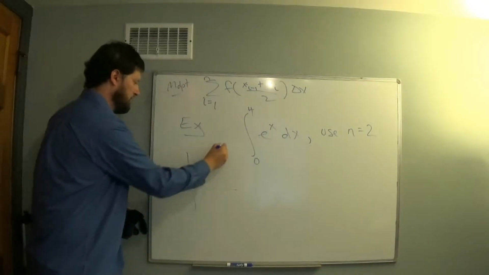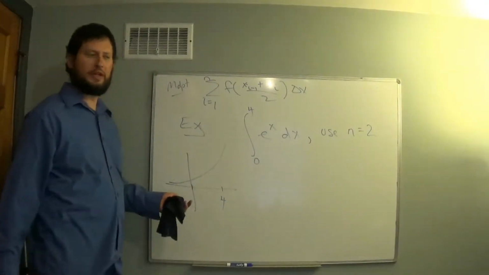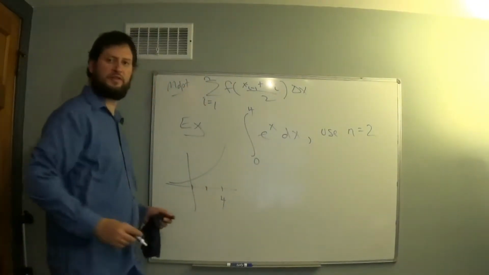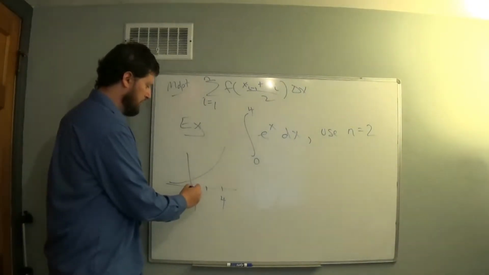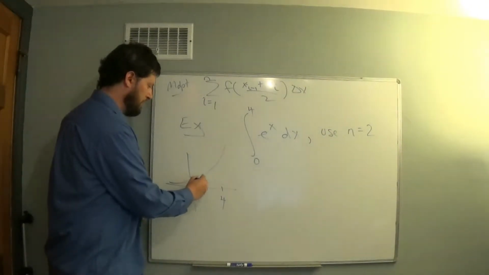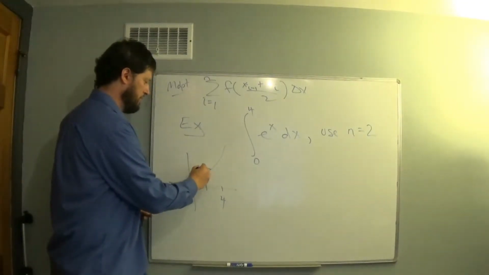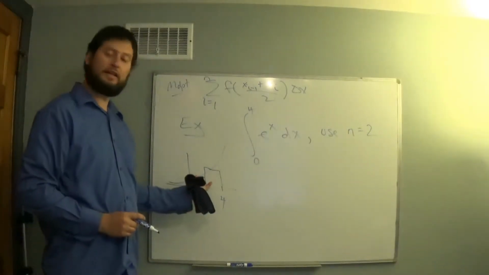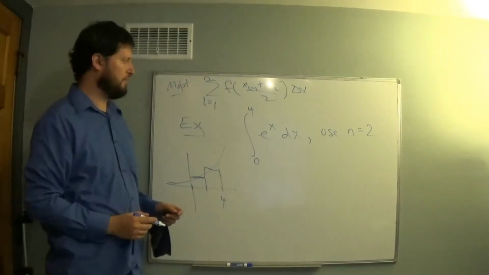So my picture is going to look like this. This is going to be 4. This is going to be 0. If I'm saying 2 subintervals, that means that I'm going to just split this distance in half. And then we're going to look at the midpoint of the left one, and we're going to look at the midpoint of the right one. And we want the area of those two rectangles, and that's an approximation for the area of the actual curve.